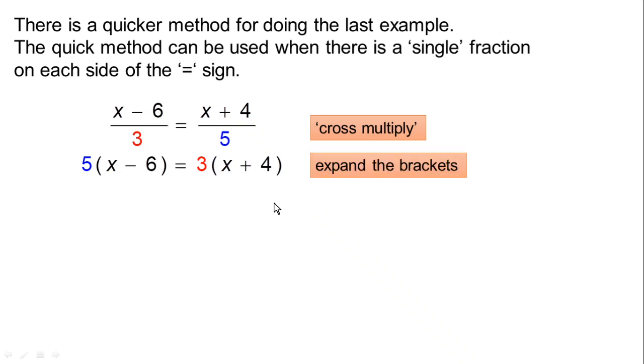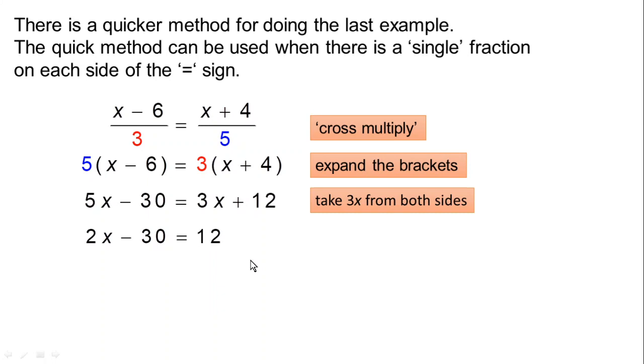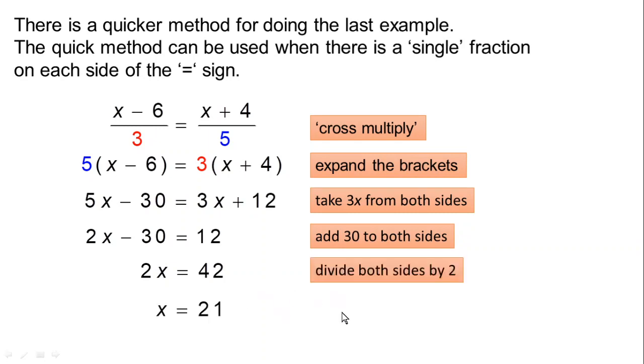Then expand the brackets. You will find out that it's almost the same already as you're working on the last example. Then take away that 3x, it will become 2x minus 30 is equal to 12. Take away that negative 30 by adding 30 to both sides. Then you'll get 2x equals 42. Then x is equal to 21 by dividing both sides by 2.